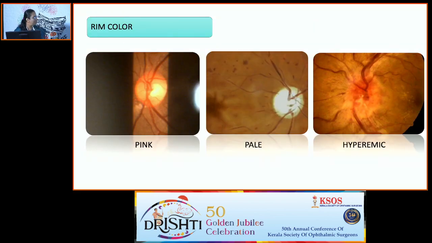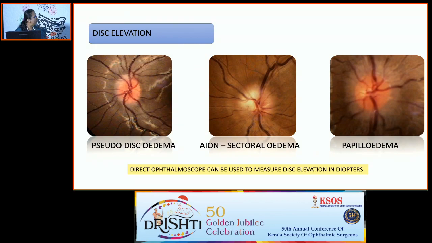Now, rim color is usually pink, and it can be pale or hyperemic. Pale denoting atrophy and hyperemic in disc edemas. Now, disc elevation: sometimes it is pseudodisc edema, a pseudoneuritic disc or a crowded disc. Or you also see sectoral edema in AION and papilledema.